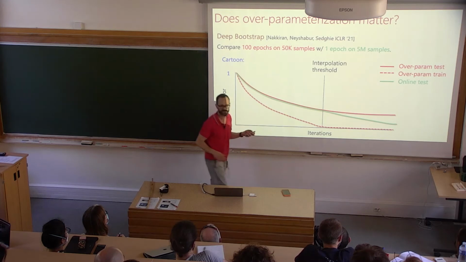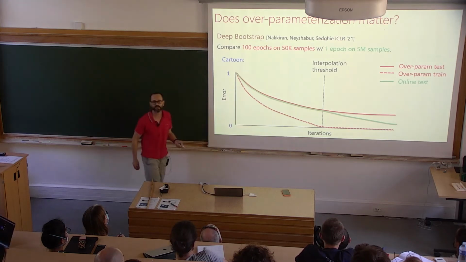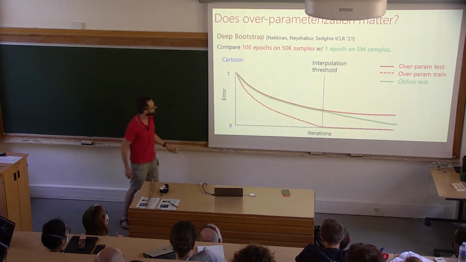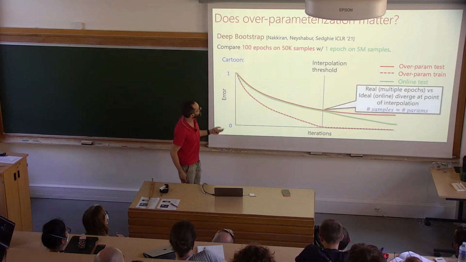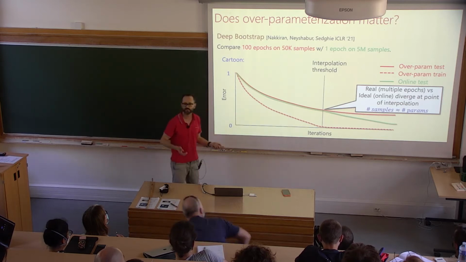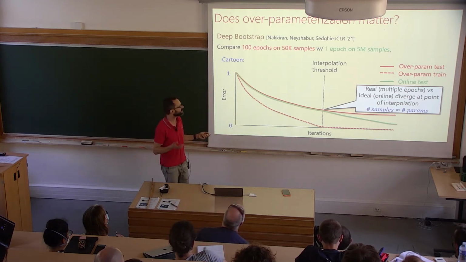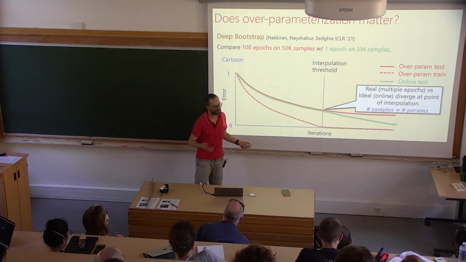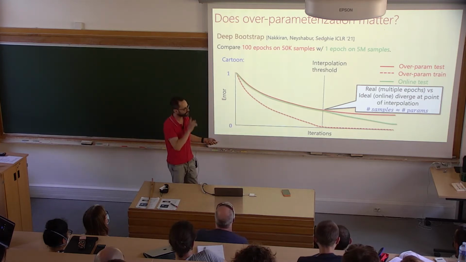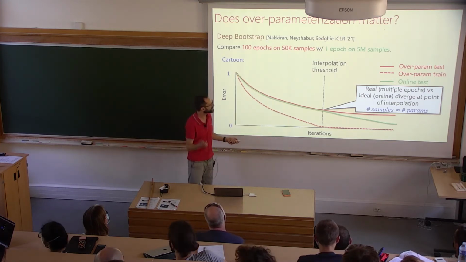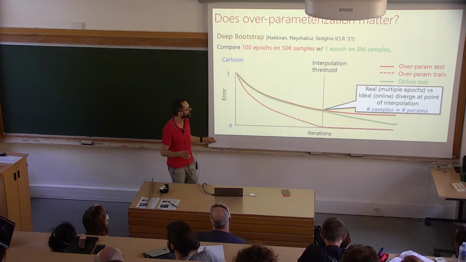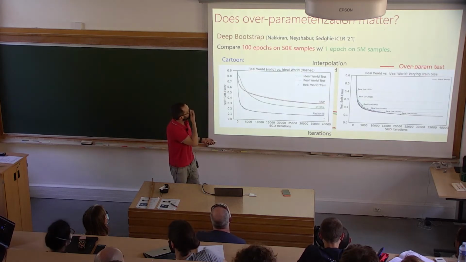For eyes or whatever, and to some extent, basically they diverge at the point of interpolation. Basically, when the model capacity reaches the number of samples, or the number of iterations reaches the model capacity, and whether the iteration is fresh samples or reused samples.